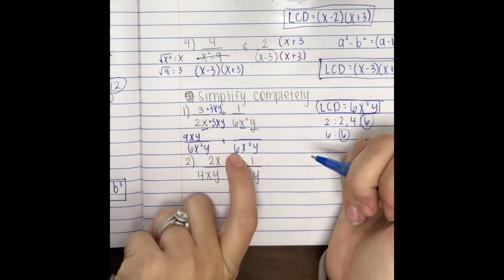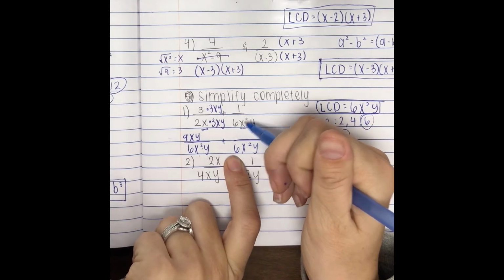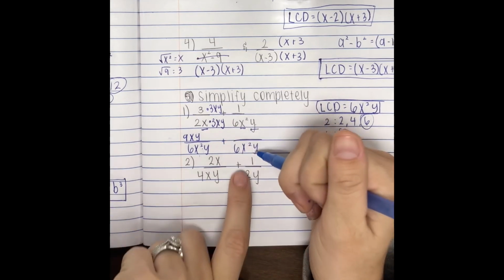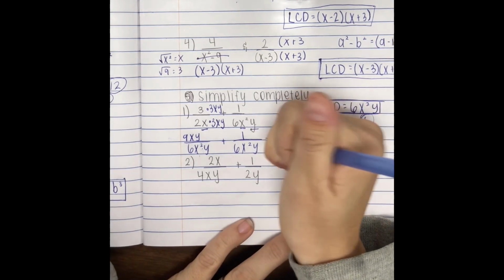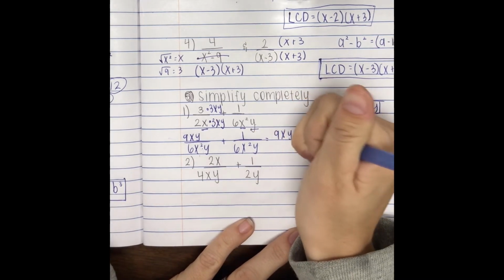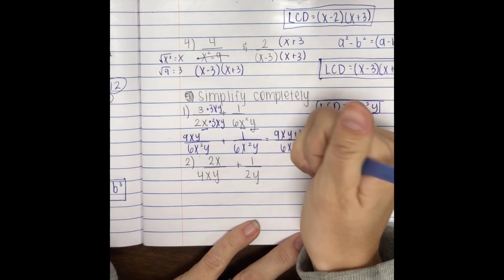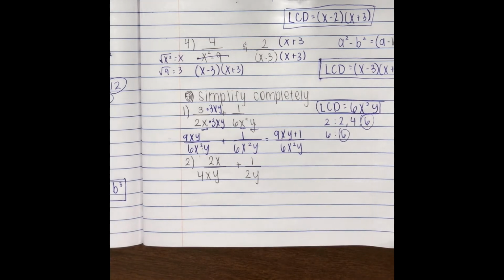And then over here, I already had a 6x squared y, okay? So I don't have to change this side at all. So it's just a plus 1. So we get 9xy plus 1 divided by 6x squared y, okay?